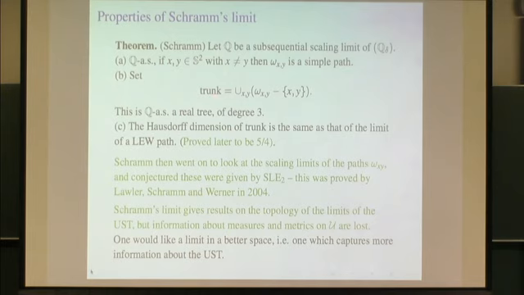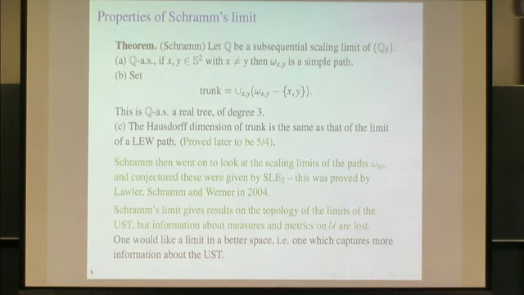This is Q almost surely a real tree which has degree 3. And he showed that the Hausdorff dimension of the trunk is the same as the Hausdorff dimension of the limit of a loop-erased random walk path. And at that point, he didn't know what that was, but it was proved later by Lawler, Schramm, and Werner to be 5/4.